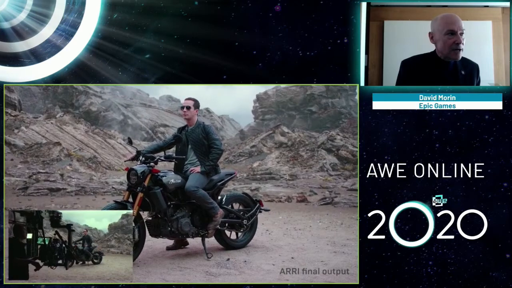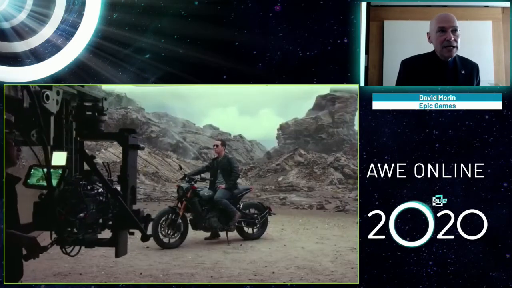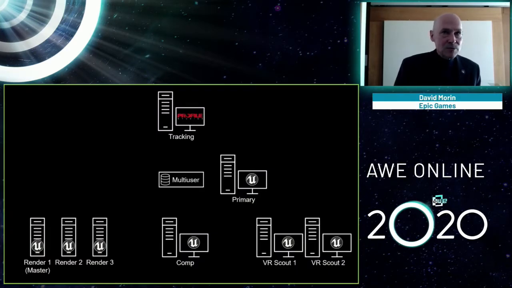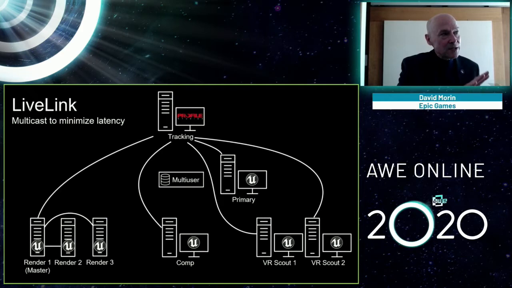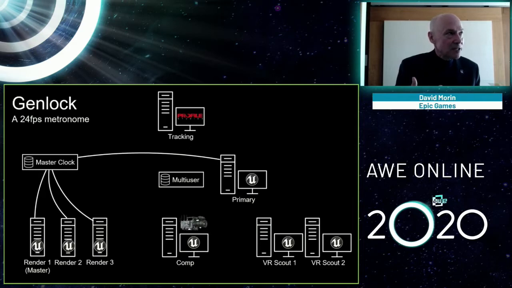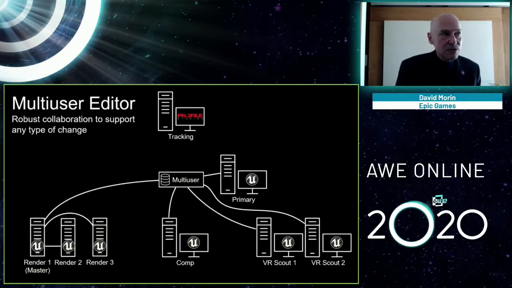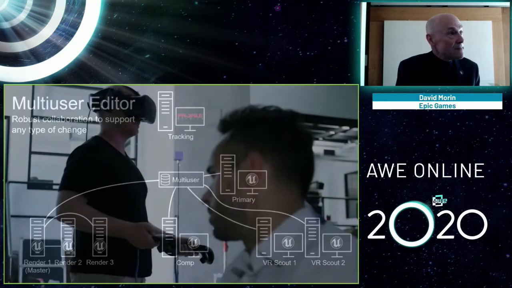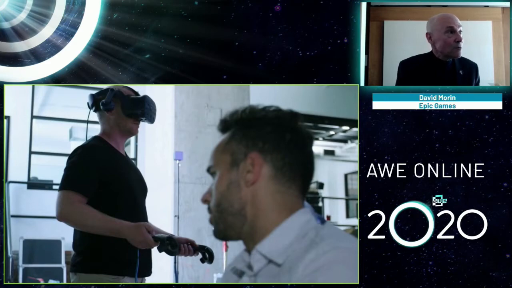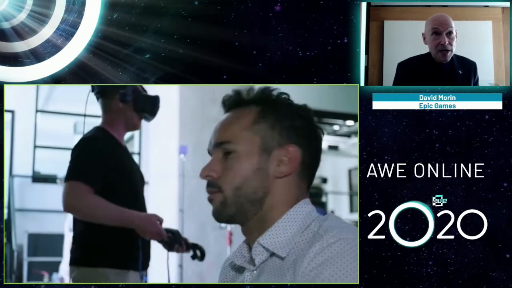You see the ARRI camera final output here. There's a diagram of the computers involved in this setup. I'm going to go fast over that. But essentially, you're in multi-user sessions with different computers doing different things, but all of them sharing the same world. There are features like Live Link and Genlock to make sure the video is all synced between all the devices, and multi-user editing, so you have multiple users going into the scene at the same time. And as we've seen on the video, we have the ability to do VR scouting.